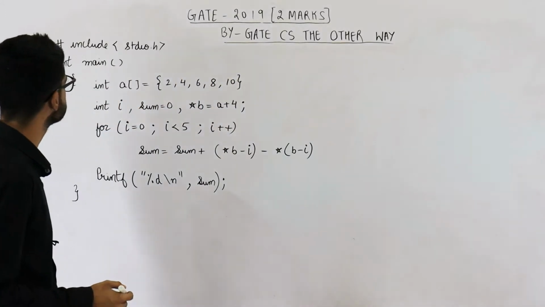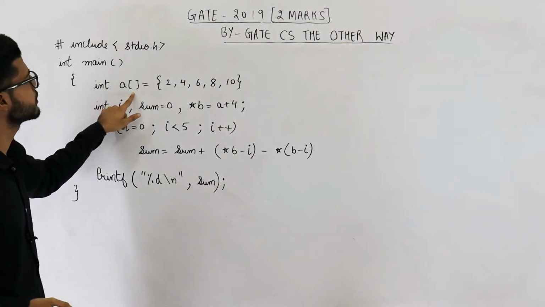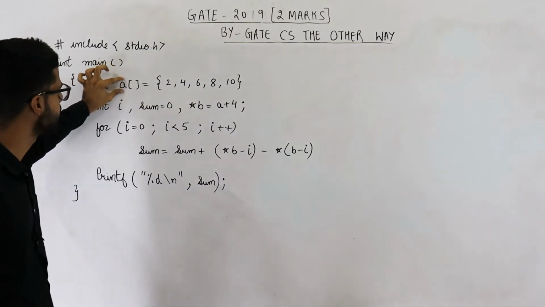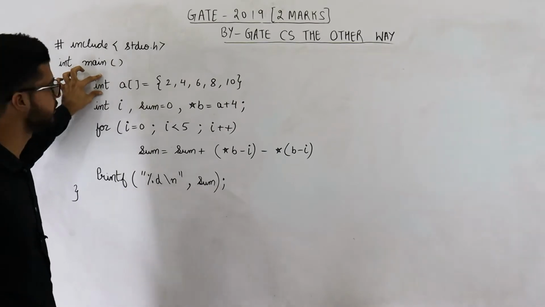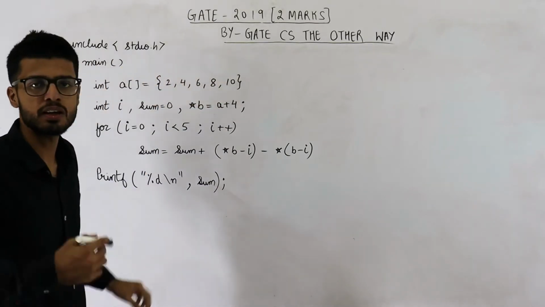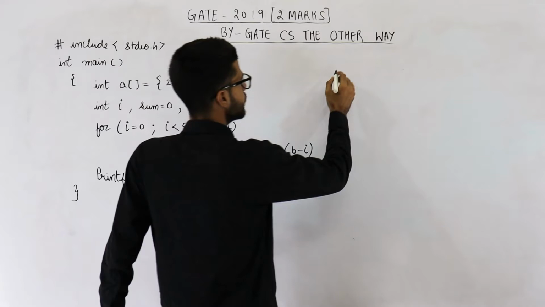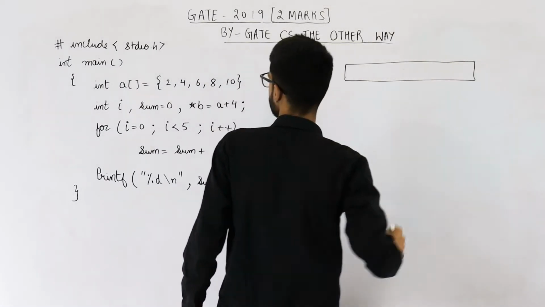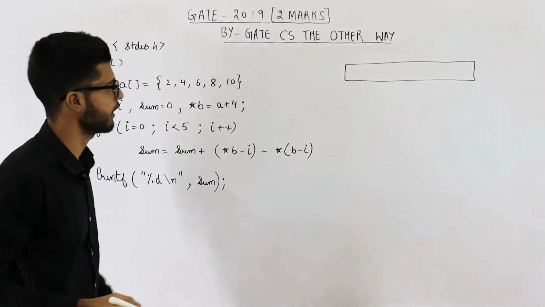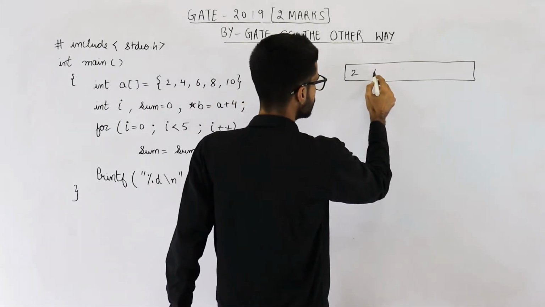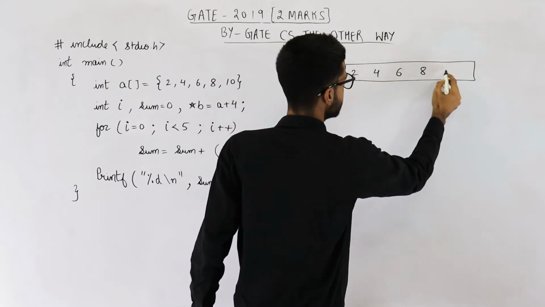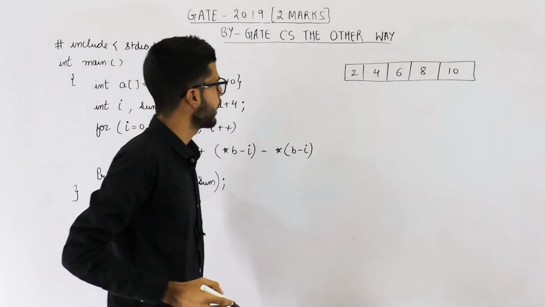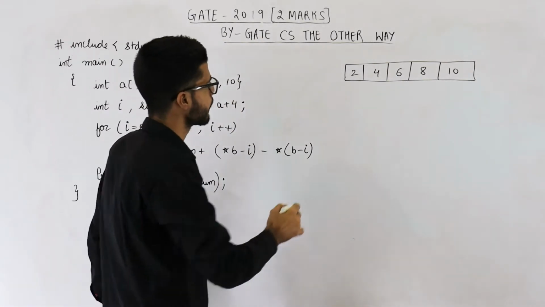First line in the main function is int a[] equal to this. Now this means you are trying to declare an array that is named a and can store integers. These are the values that we are trying to save in the array. So this is the array. The values are 2, 4, 6, 8 and 10. And array name is A.